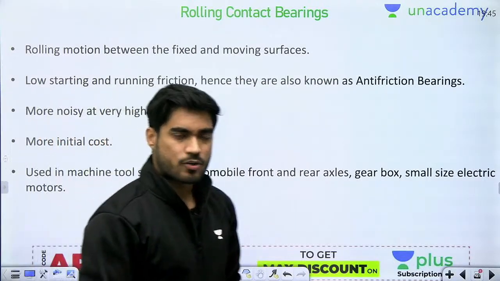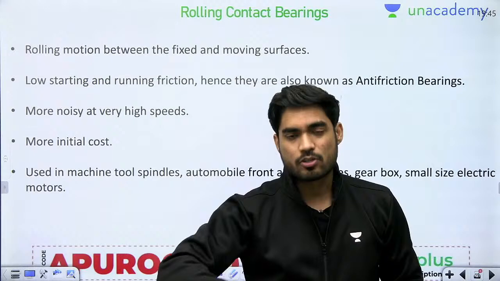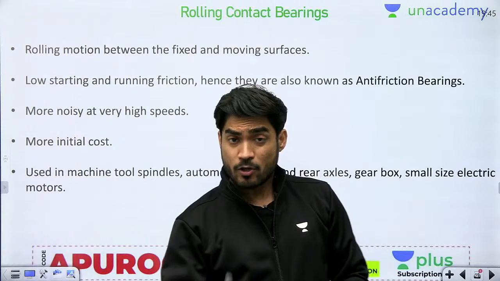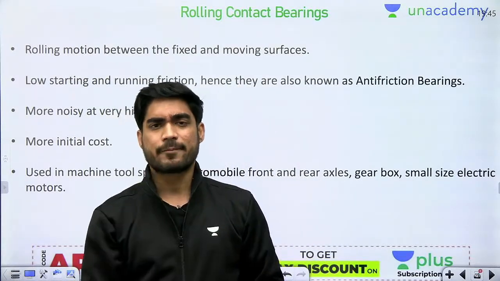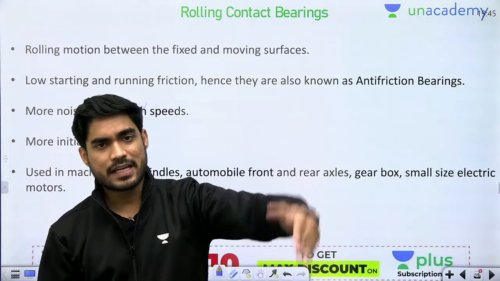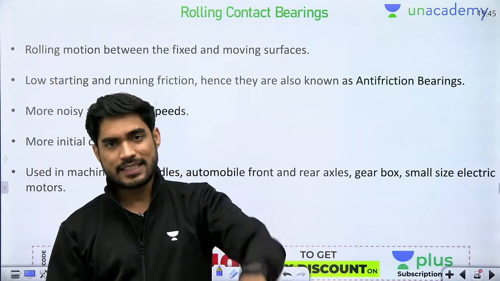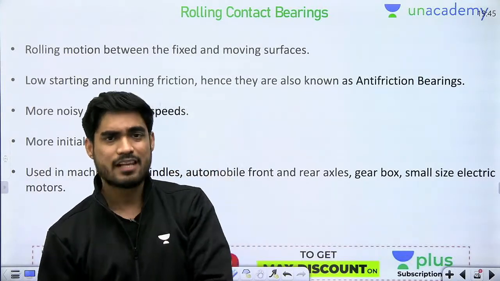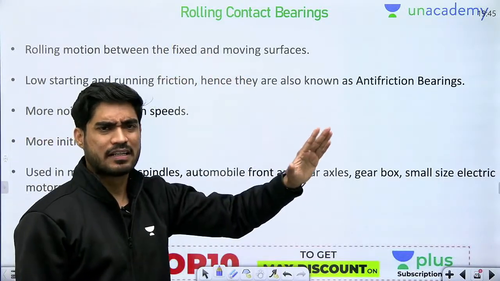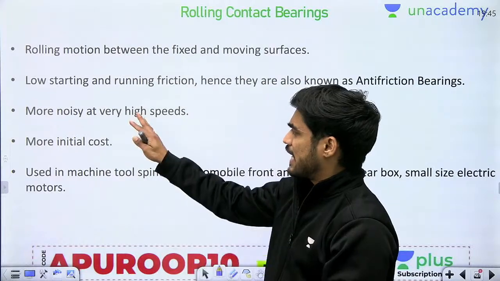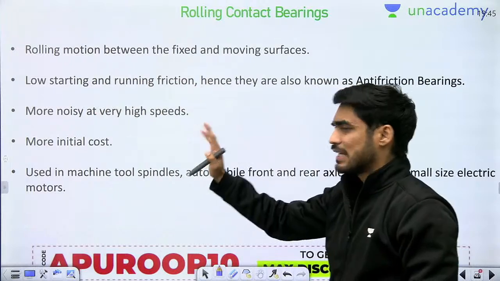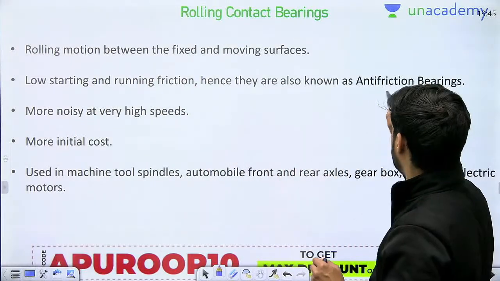What are rolling contact bearings? Rolling contact bearing means the relative motion between shaft and bearing surface is rolling motion. Why? Because there are rolling elements between the shaft and bearing. शाफ्ट और बियरिंग के बीच में हम रोलिंग एलिमेंट्स लगा देते हैं, तो जब शाफ्ट घूमती है तो बियरिंग के सरफेस पे रोलिंग मोशन होता है, राइट? When the shaft starts to rotate, due to these rolling elements, there is rolling motion. Okay, so beta, the friction is minimum initially and in the operating condition. In both cases, low starting and running friction, hence they are also known as anti-friction bearing.